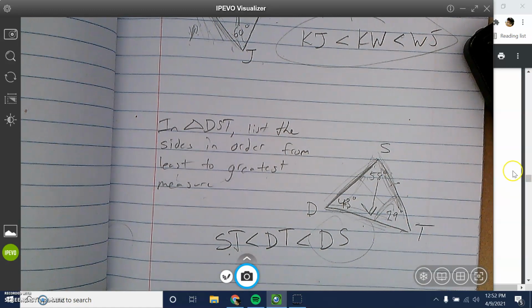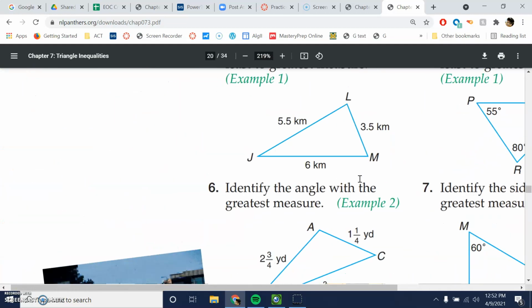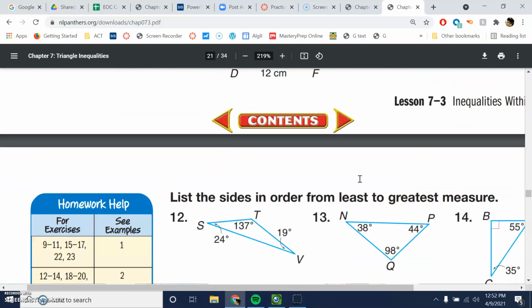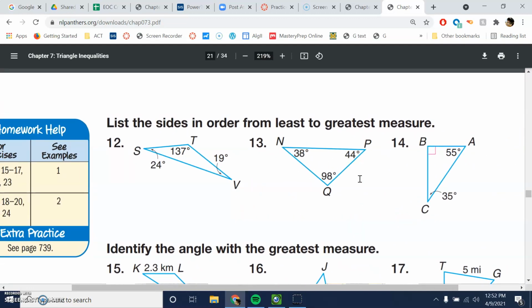Okay, let's try some on your own. Check it out. Here it is. Okay. So 12, 13, and 14. Start with number 12. List the sides from least to greatest. Go.